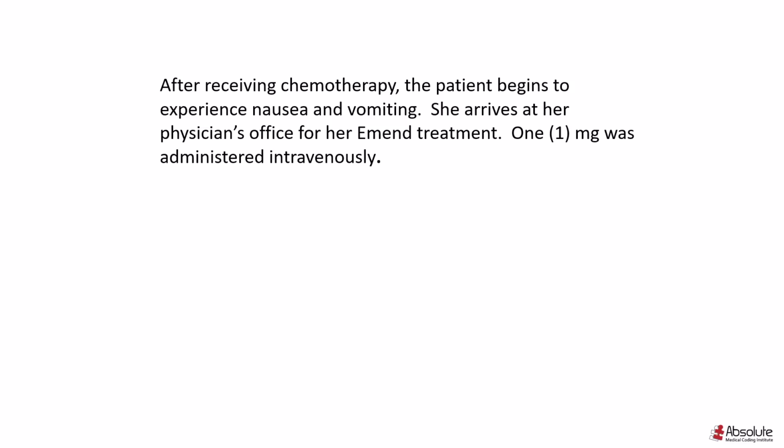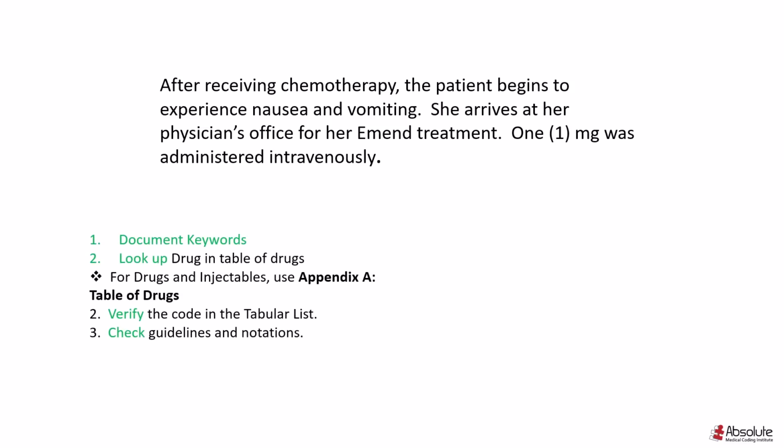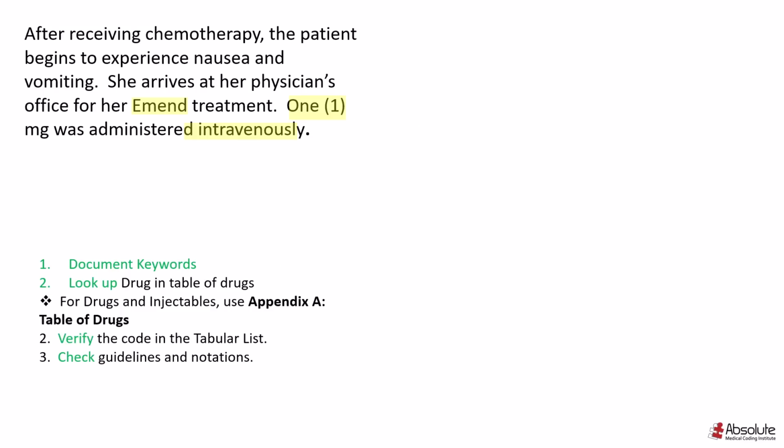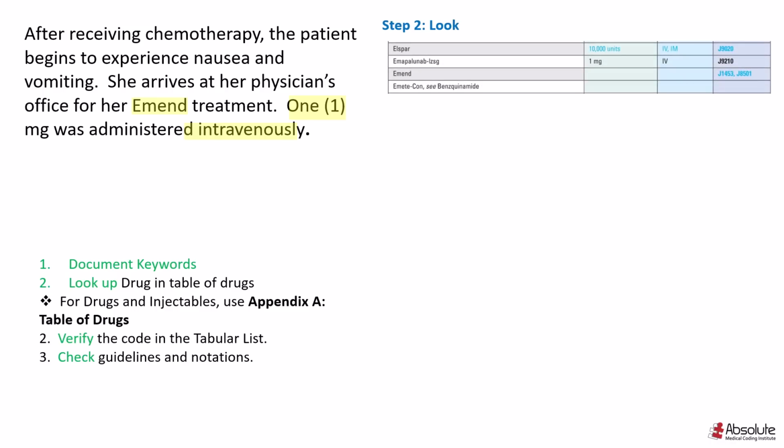Okay, coders, first things first, we have to document our keywords. What is the type of medication? Emend. How much? 1 milligram. And how was it administered? Intravenously. If that's what you said, way to go. Now let's go look up our code. And remember, you can go directly to the table of drugs. Don't go to the index. You can go right to the table of drugs, look up your Emend, and boom, here it is.